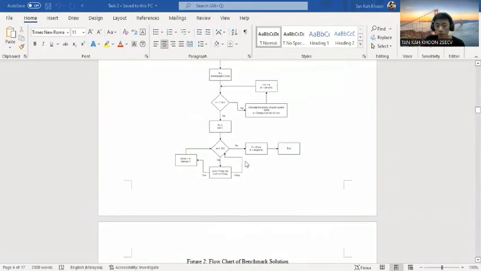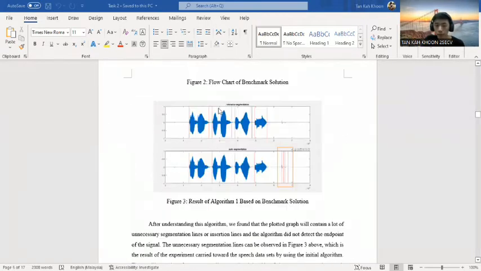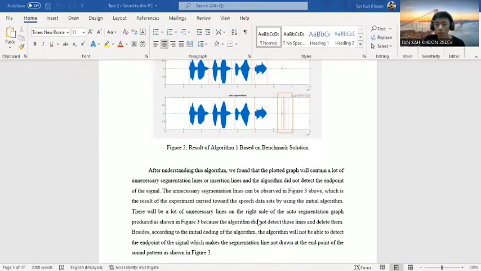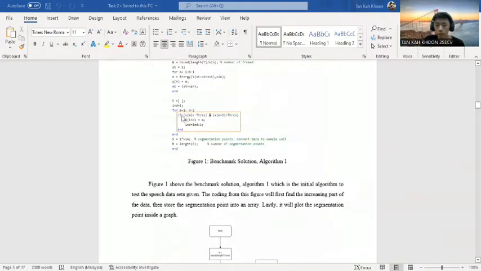This is the flow chart of the benchmark solution, and this will be the result of algorithm one based on the benchmark solution. From this graph, we can see that the result contains a lot of unnecessary segmentation lines or insertion lines. The algorithm did not detect the endpoints of the signal from the coding. So the unnecessary segmentation lines will be here. And from the coding, as shown in the highlighted area, the coding also did not detect the endpoint of the sound.